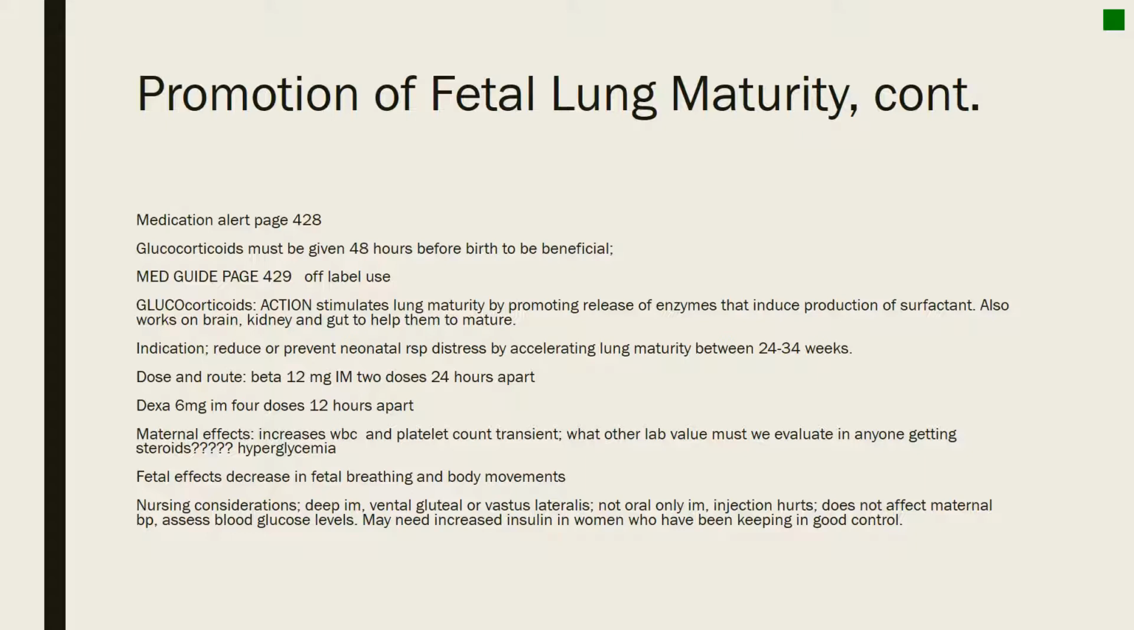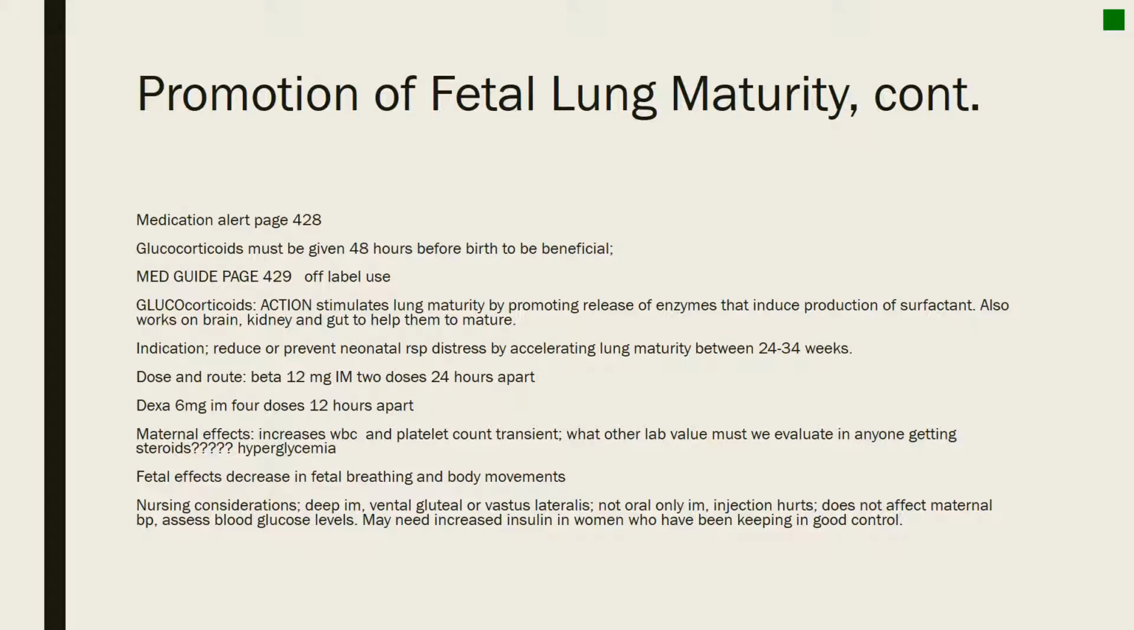All right, medication alert, page 428. Between 24 and 34 weeks of gestation, anyone at risk for preterm birth should get a single dose of antenatal glucocorticoids. But because we need 48 hours from the time of that injection in order for the fetus to receive optimal benefits, we have to do it promptly. We have to figure it out very quickly and get it administered. There's a med guide, page 429. It is, again, off-label use.